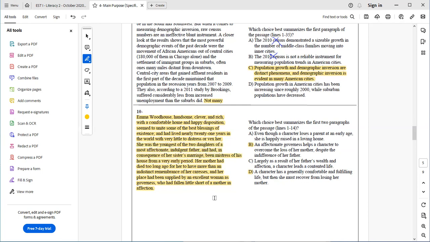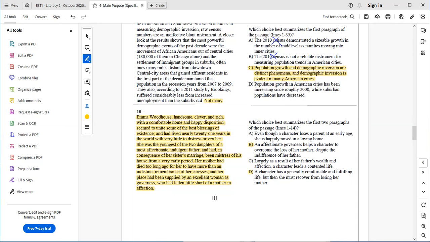Okay, we're going to read the full paragraph. She was the youngest of the two daughters of the most affectionate, indulgent father, and had, in consequence of her sister's marriage, been mistress of his house from a very early period. Okay, we just talked about that she started to be the leader of the house. Her mother had died too long ago. This is the main thing. Her mother had died too long ago for her to have more than an indistinct remembrance of her caresses. This sentence means that she didn't remember her mom.